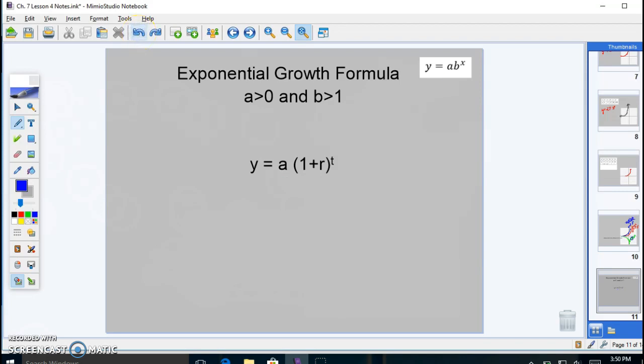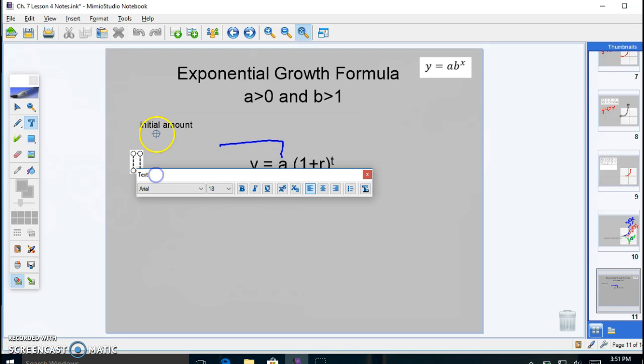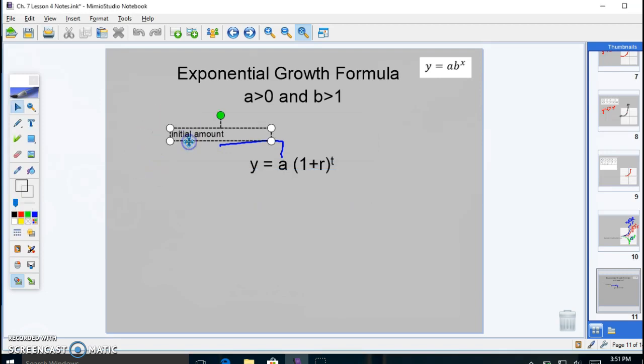Now, in this equation, what we want to take a look at is what each part of the equation represents. What you need to know here is this a value is your initial amount. So if you have money you're putting into the bank, what is that initial deposit that you're putting in? It's the amount that you start with before any money grows. So if I put $500 into the bank, then my a value is 500.